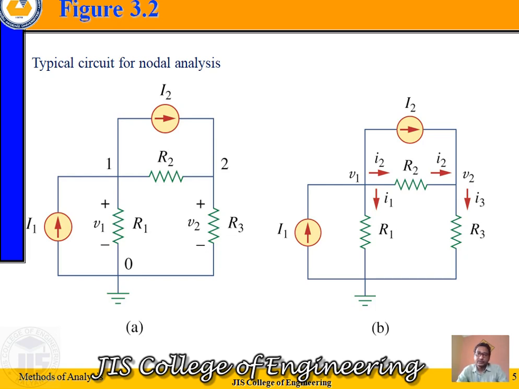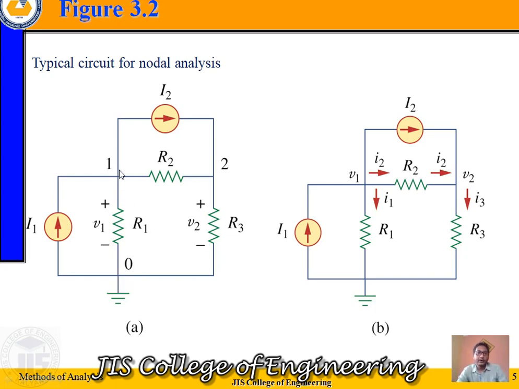So what are the steps? First of all, we have to find out how many nodes there are. A node is nothing but the connecting point between more than 2 branches. So let's see how many nodes there are. In the lower portion, one branch is over here, the second branch is over here, the third branch is over here. These 3 branches are connected together at this point, so we can consider this as one node.